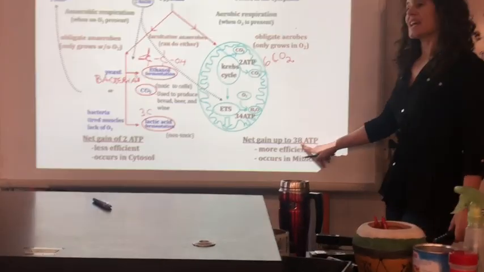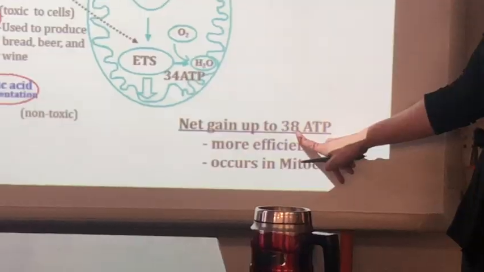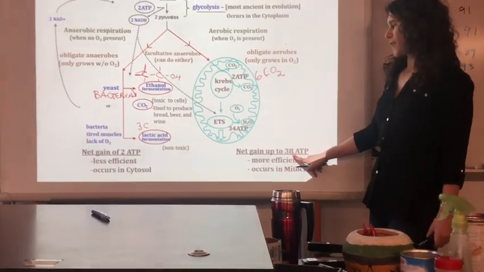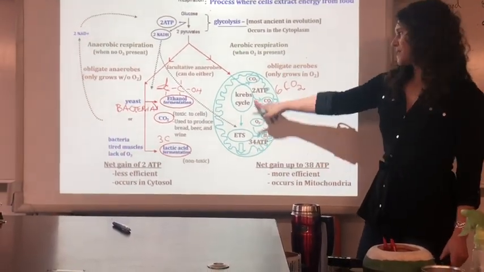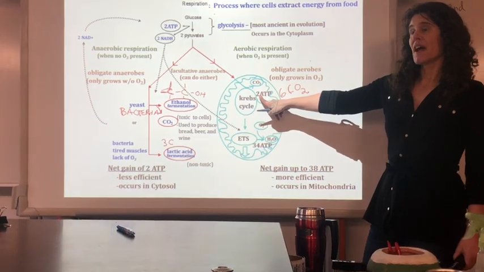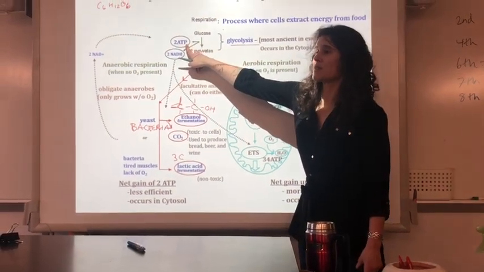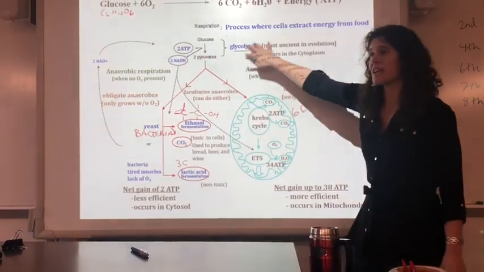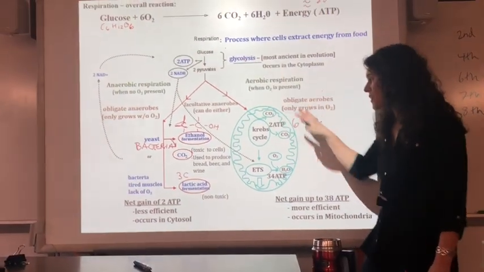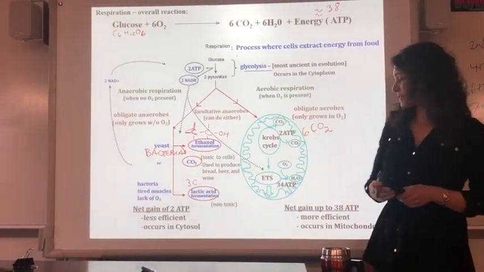So there's a net gain of up to 38 ATP, and students can never figure out where all those 38 come from. But it's 34 from ETS plus 2 from the Krebs cycle. And they always forget that you still have those 2 from glycolysis, because glycolysis is the beginning stage of both aerobic and anaerobic respiration.